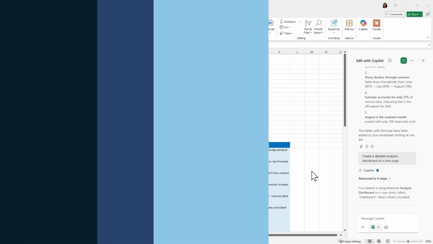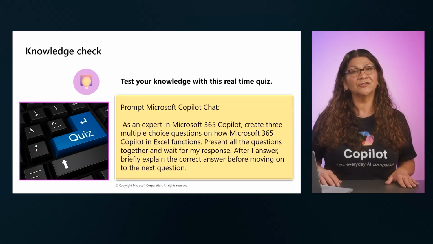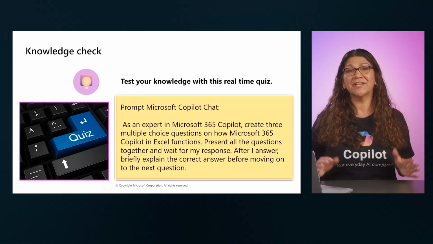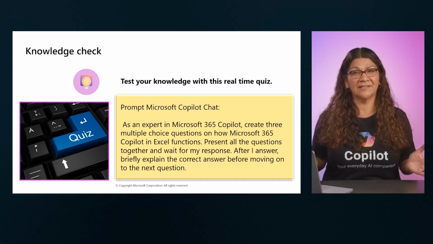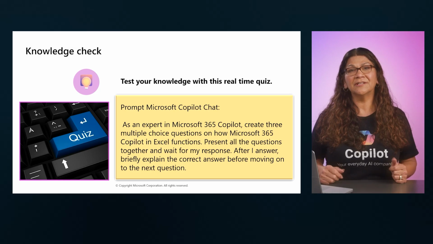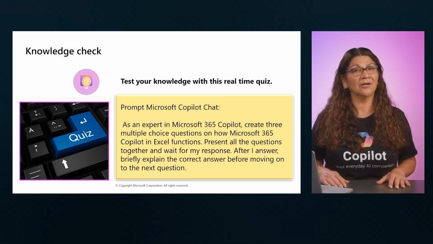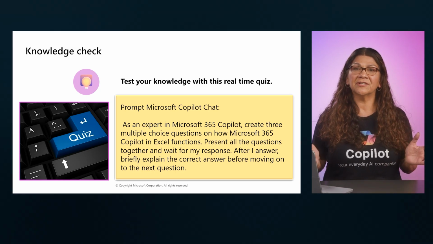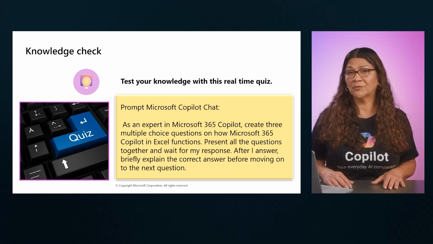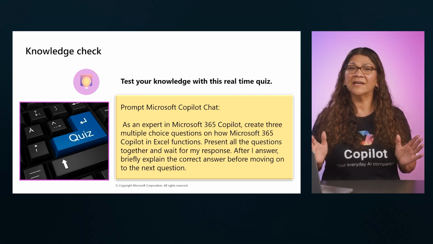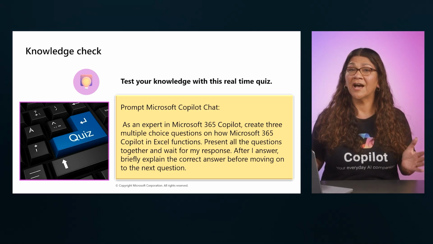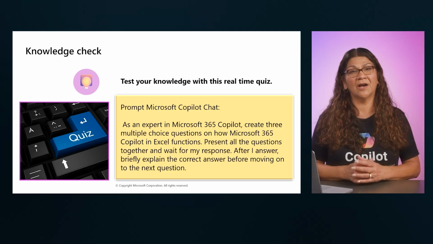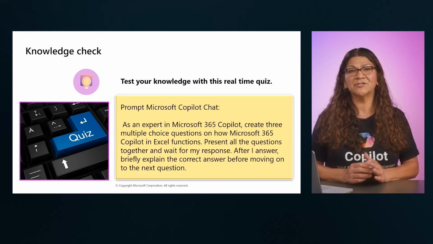Thank you so much. Get ready to put your learning into action. This knowledge check gives you a chance to test what you've learned about using Copilot in Excel in real time. You can use Copilot chat to generate your own quiz, answer each question, and then see an explanation of the correct response. It's a quick, interactive way to reinforce key concepts and make sure you're confident with the tools before moving on. Let's dive in and see how much you've learned.